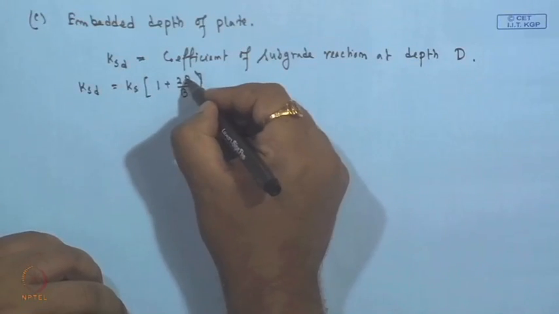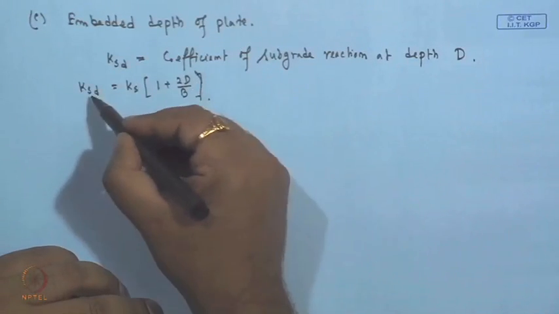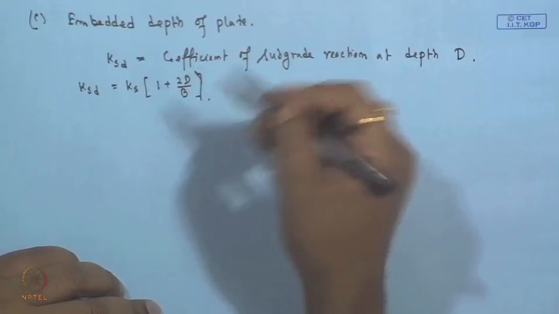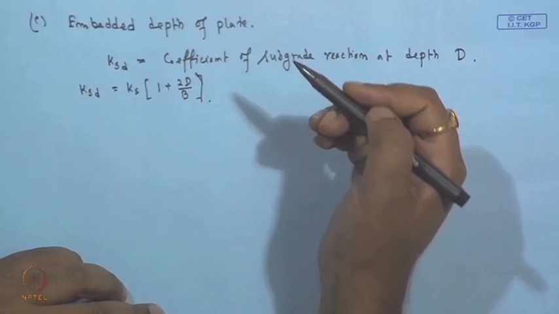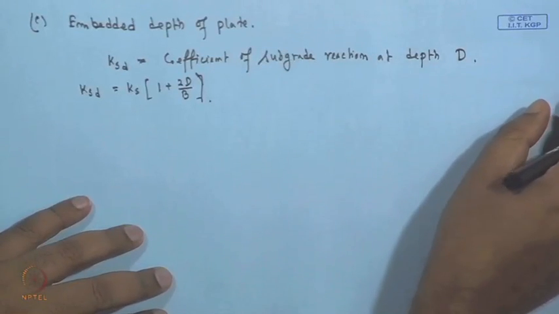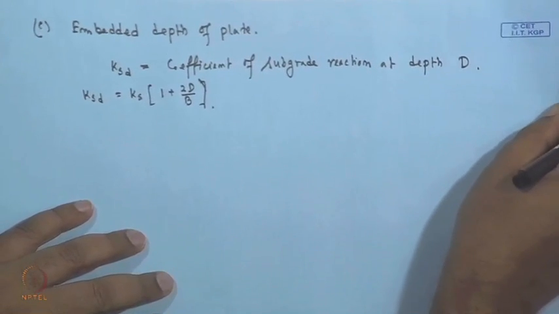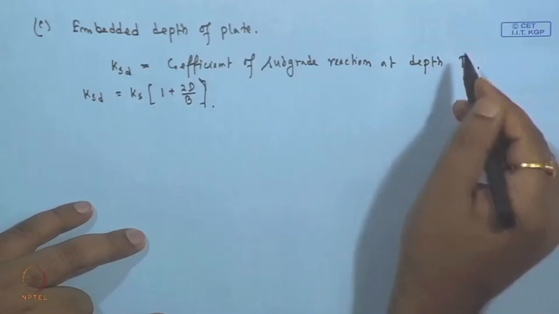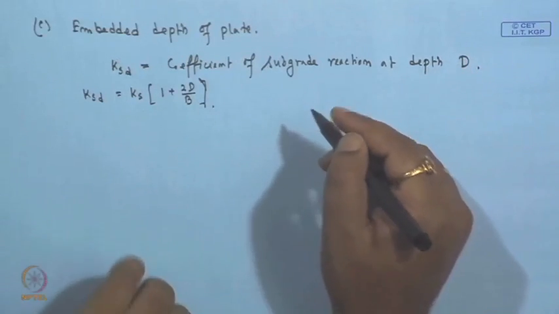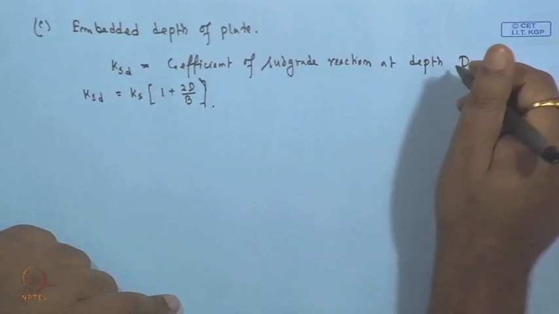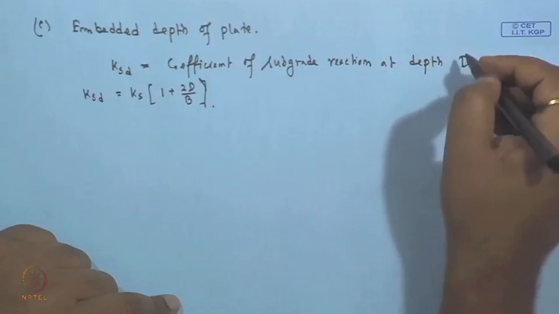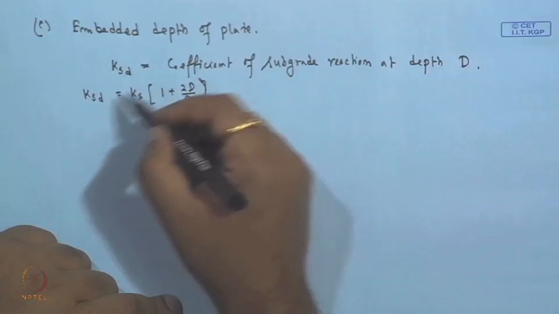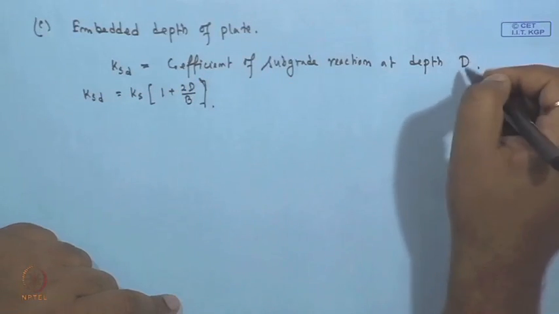So, now if D is equal to 0, then Ks D is equal to Ks. That means the Ks value that we are using for the previous two cases is determined at the ground surface, where the depth of the foundation is 0. Now, if there is a depth, and definitely the foundation will be placed at a certain depth, then Ks D is the coefficient of subgrade reaction at a depth.